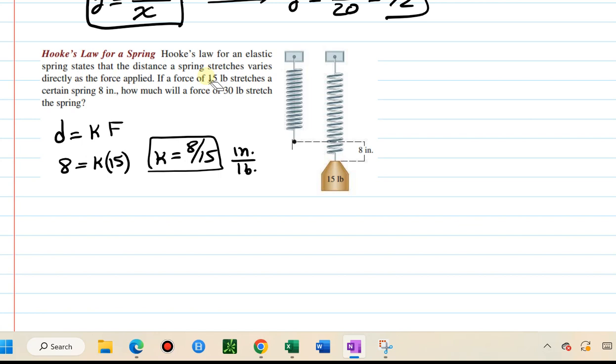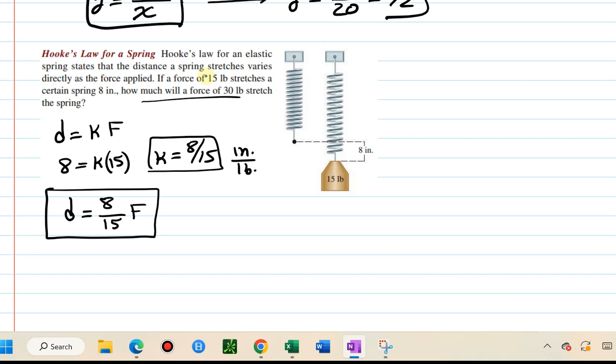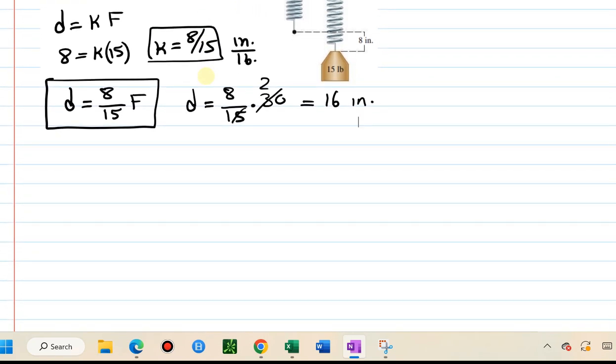Now, to answer the question, how much will a force of 30 pounds stretch the spring? Now, I can update the formula, right? Plug in the k and then times F. And with this, I'm going to get d is equal to 8/15 times force. The applied force is now 30. And we can simplify it, 16 inches. So you see how simple that was. And that would be an illustration of the direct variation.